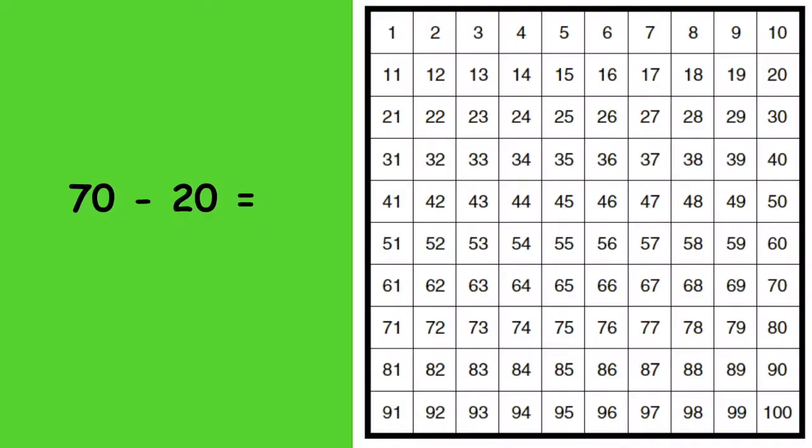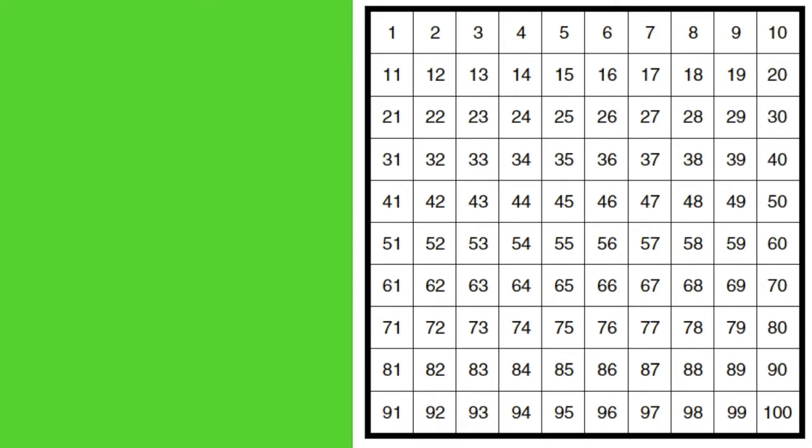70 minus 20. We are going to start at 70, and we are subtracting 20. There are 2 tens in 20. So how many rows should we move up to subtract 20? Right, we will move up 2 rows. Ready? 1, 2. When I moved up those 2 rows, I landed on 50. Therefore, 70 minus 20 is equal to 50.